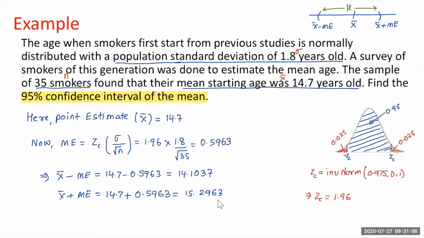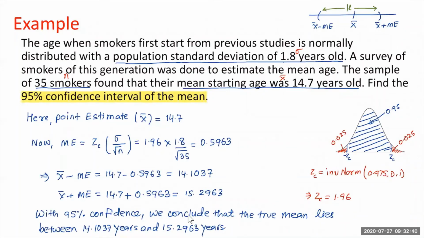The meaning of that is, with 95% confidence, we are calculating the 95% confidence interval. We use that 95% to calculate this Z sub C, which we use here. So with 95% confidence, we can say that the true mean age at which smokers begin smoking lies between these two values. That's what you need to write as the conclusion. So let's write that down. With 95% confidence, we conclude that the true mean lies between 14.1037 years and 15.2963 years.